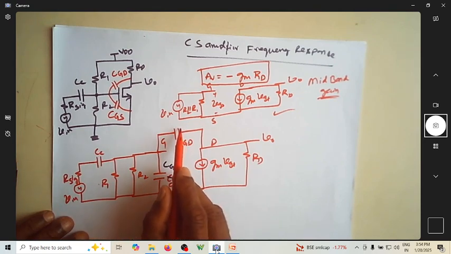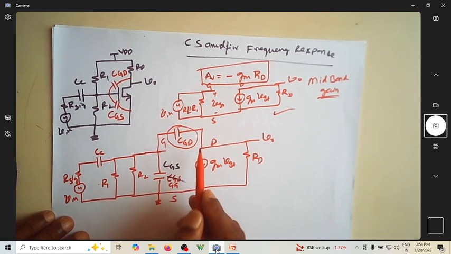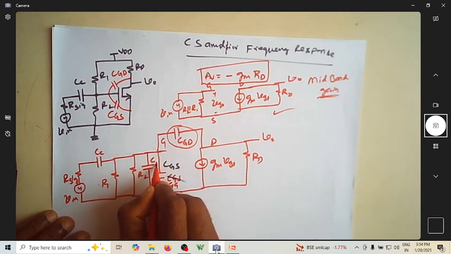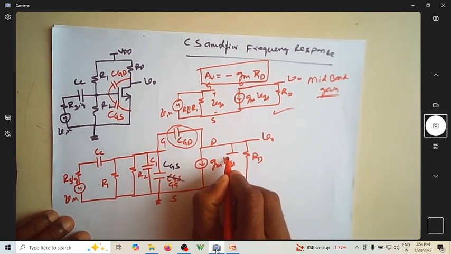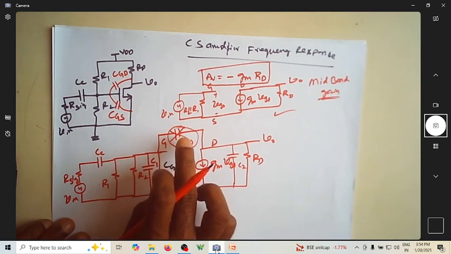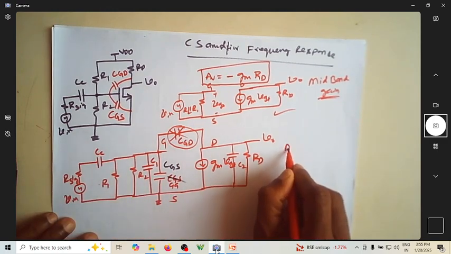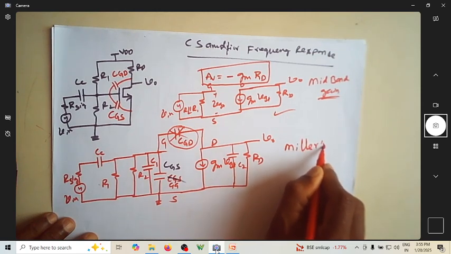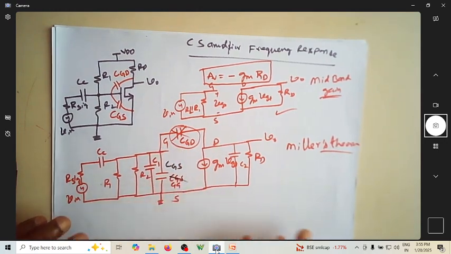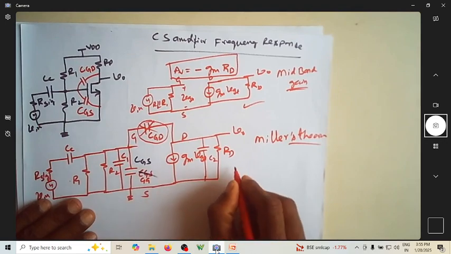Now let us rewrite this CGD, which is a floating capacitance between gate and drain, as a capacitance C1 here. I will replace this onto the gate side as C1, onto the drain side it is C2 now. We are including the effect of CGD onto the gate side and onto the drain side using Miller's theorem. Using Miller's theorem, we can split this floating capacitance onto either side of the terminal. And of course, we know the expressions for C1 and C2.